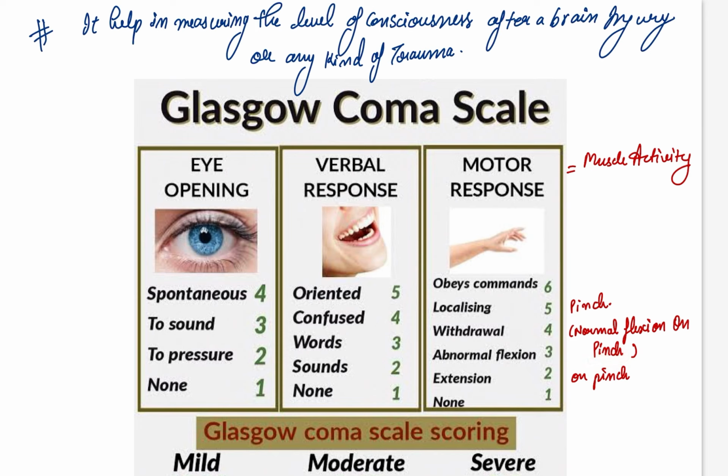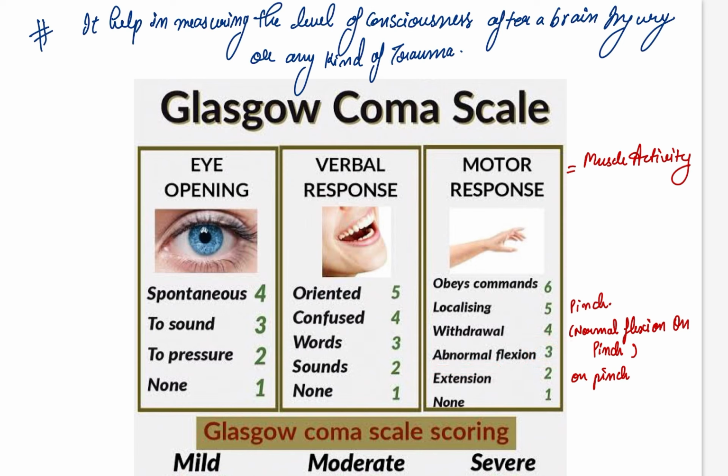So don't be confused, right? Sometimes they try to confuse you by giving different words. Now, if the patient is behaving with abnormal flexion, what is abnormal flexion? Like if you are pinching the forearm and he is flexing the leg, this is called abnormal flexion, and you can give a score of 3.